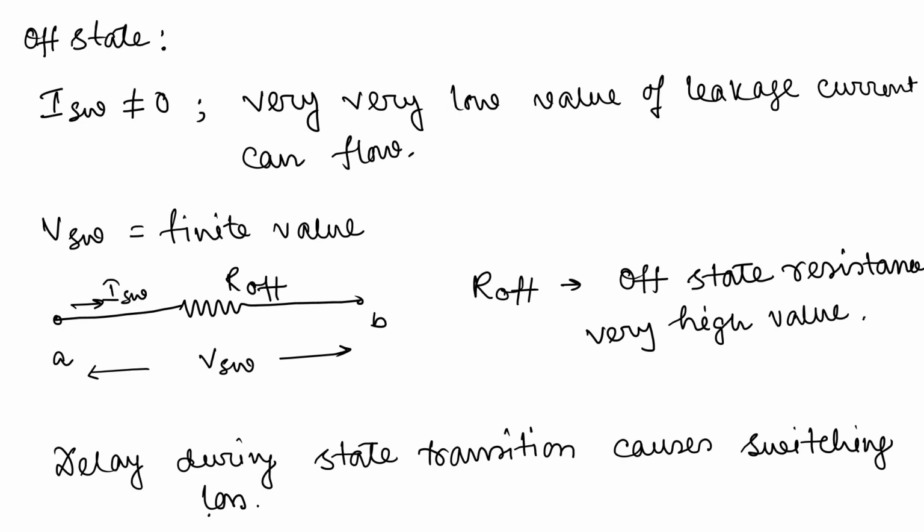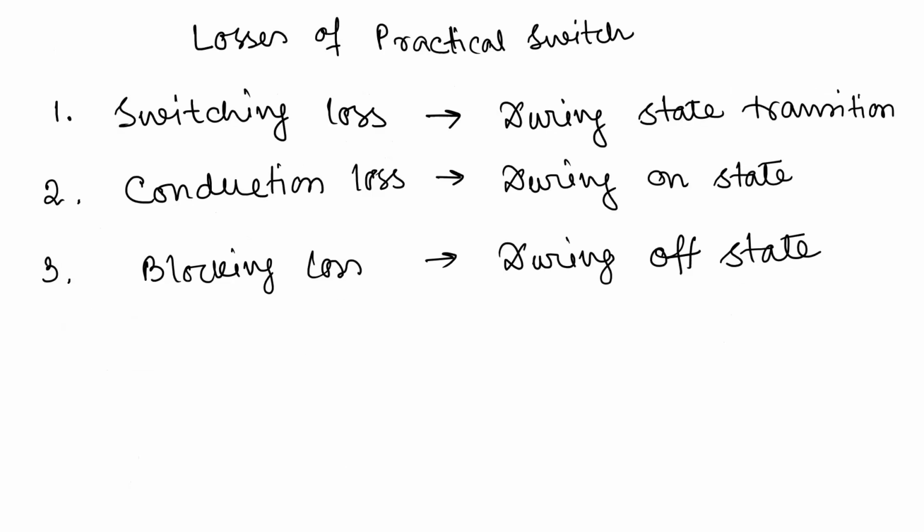And another loss occurs during the change of the state, that means from on state to off state or off state to on state. These are called the switching loss. So losses in the practical switch: switching loss during state transition, conduction loss during the on state, and blocking loss during the off state.